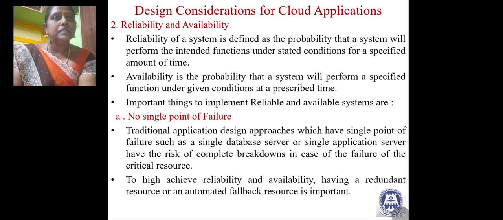Next, the second one is reliability and availability. Reliability of the system depends on the probability that the system will perform its intended functions under specified conditions for a specified amount of time. Availability is the probability that the system will perform a specified function under given conditions at a prescribed time. An important thing to implement reliable and available systems is no single point of failure.